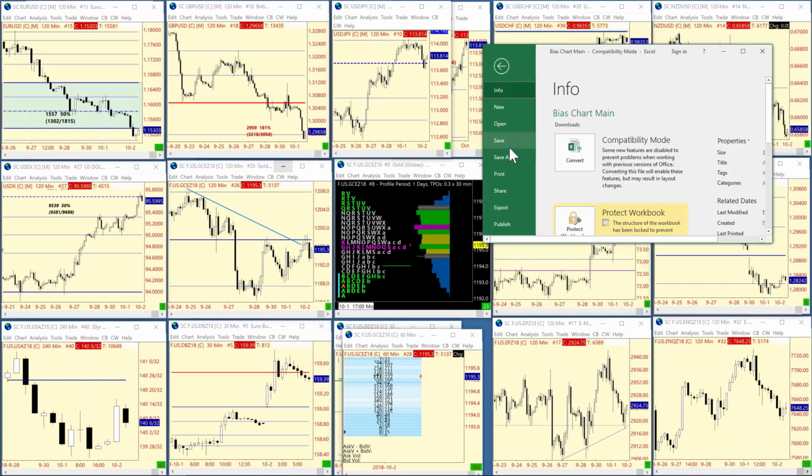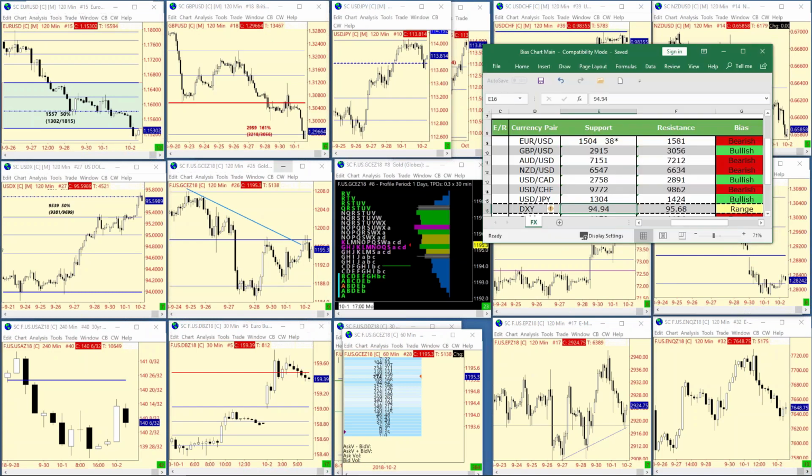And let's move in now to the cash dollar index. Well, we had our bias chart here at 95.68. That's our bias chart resistance. And take a look at the daily chart. We know why we came up with that.